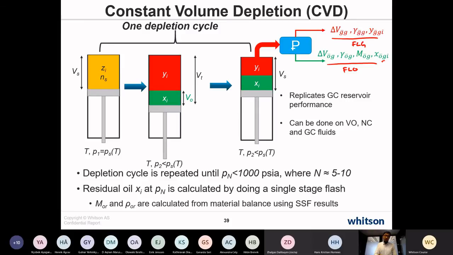This process here can be a very simple single stage flash process, or it can be a complicated cryogenic flash, depending on how sophisticated you want the compositional measurements to be. In the CVD experiment, the most important data is actually the equilibrium composition, and that's something you want to measure very accurately. That's why different labs may have different designs of the processes.